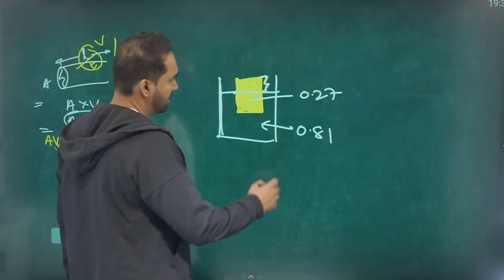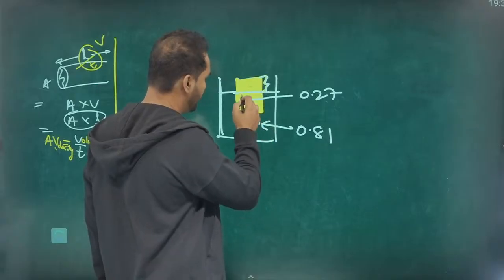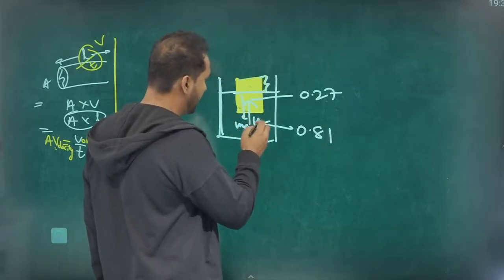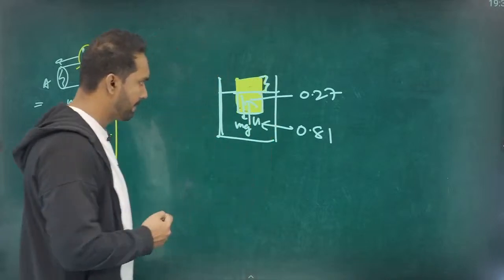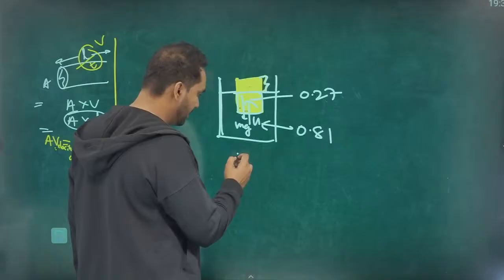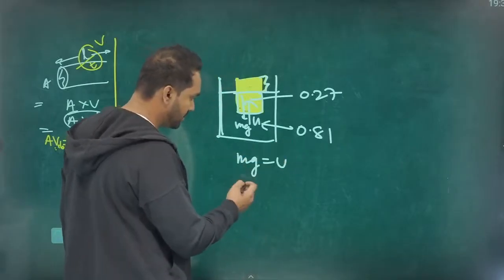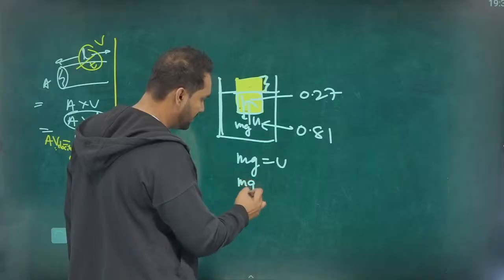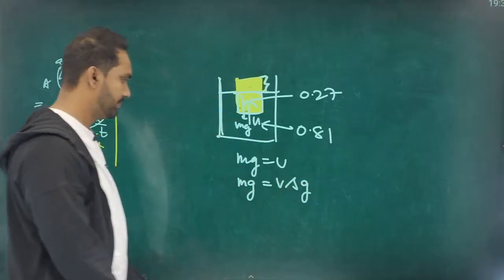So the upthrust should equal the weight, U should equal mg. The upthrust is given by the part that is immersed. Because it's floating, the weight and the upthrust should be equal, and mg should equal V rho g.